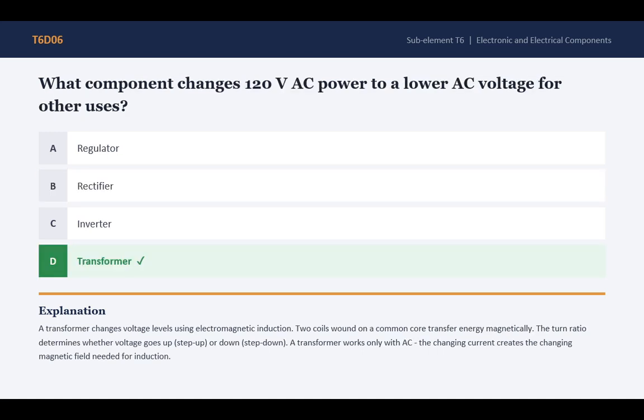What component changes 120 volt AC power to a lower AC voltage for other uses? D. A transformer. A transformer changes voltage levels using electromagnetic induction. Two coils wound around a common core transfer energy magnetically. The turns ratio determines whether voltage goes up or down, step down. A transformer works only with AC. The changing current creates the changing magnetic field needed for induction.